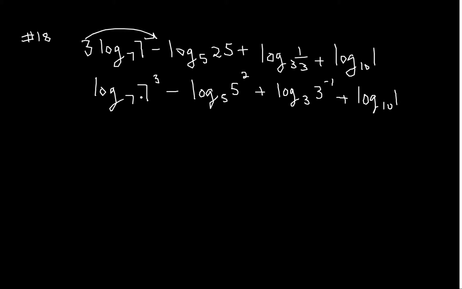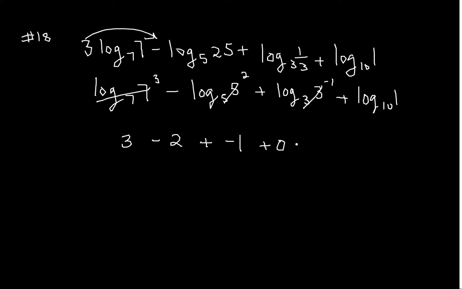Okay, now if your base matches this base, if the two bases match, they kind of cancel each other out and you just get 3. The bases match, so you're just going to get 2. The bases match, so you're just going to get negative 1. And log base 10 to the 1 power, you just know it's 0.